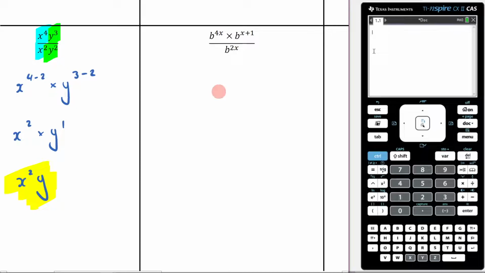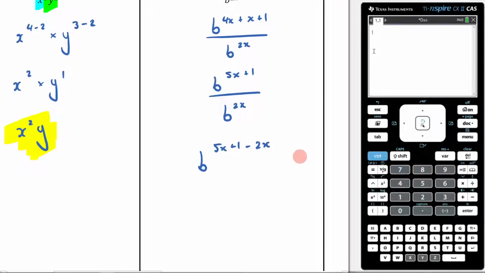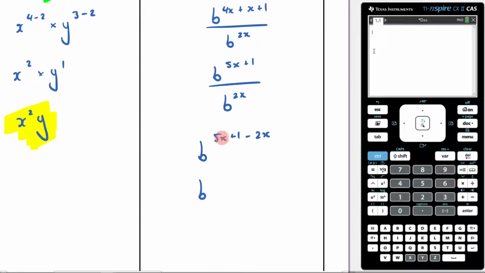So here we've kind of got a combination of things going on. So the first thing that I would do is add the powers of my numerator. So that means I'm going to get b to the 4x plus x plus 1 over b to the 2x. That means I'm going to get b to the 5x plus 1 over b to the 2x, and then I can subtract them because the bases are the same. So b to the 5x plus 1 minus 2x, which means 5x minus 2x is 3x plus 1. That's going to be my answer, just like that. Perfect. And then we go into our third one.